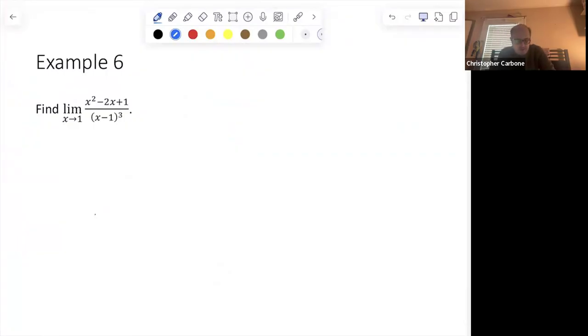So, finding the limit as x approaches 1 of x squared minus 2x plus 1 divided by x minus 1 cubed. If we plug 1 in, we get 0 divided by 0, that fancy indeterminate form, which is not good. We can factor this numerator.